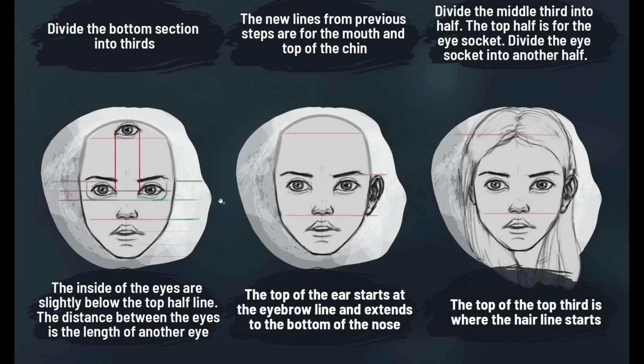And then when we move to drawing the eyes, the inside of the eyes starts a little bit below that top half line that we drew, and the outside of the eye goes a little bit above it. And then the distance between the eyes is another width of an eye. And then the ear, the height of the ear is the same as the distance between the eyebrow line to the bottom of the nose. And then the top red line that we had from the beginning is your hairline. And then you can just draw the hair afterwards using that guideline.